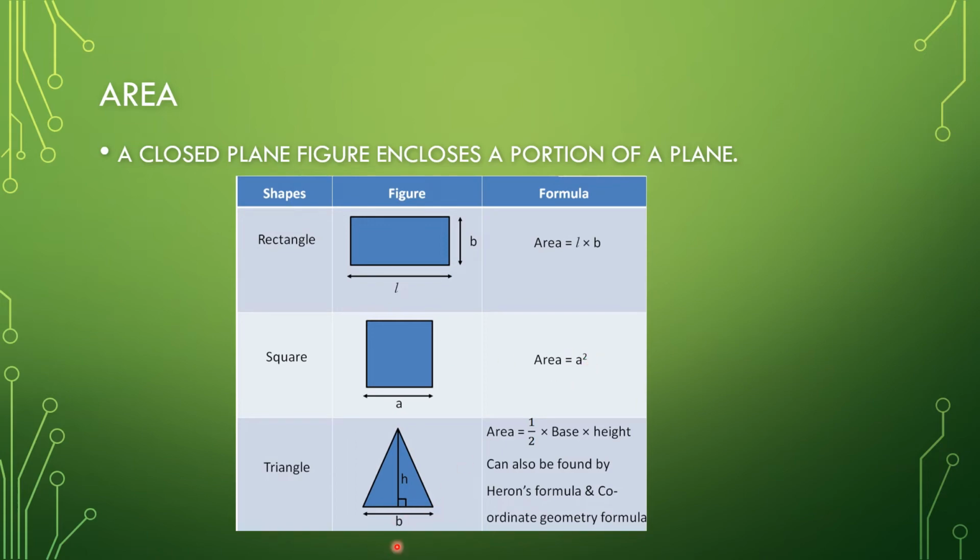Area of a triangle is 1 upon 2 into base into height. Another formula is there if you're using a scalene triangle where all the sides are different and you're not having a base or perpendicular height. Over there you are going to use Hero's formula. In Hero's formula you find the value of s equals a plus b plus c upon 2, and the area equals under root of s into (s minus a) into (s minus b) into (s minus c).